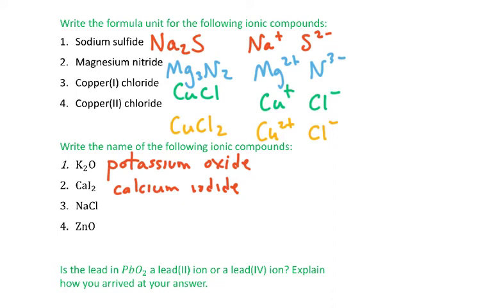Next one, NaCl. We have sodium chloride. And ZnO, zinc oxide. So zinc is, in fact, a transition metal, but it always takes a plus 2 charge, so we don't need Roman numerals.